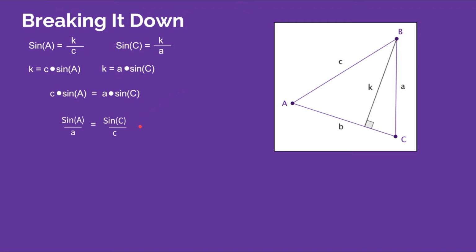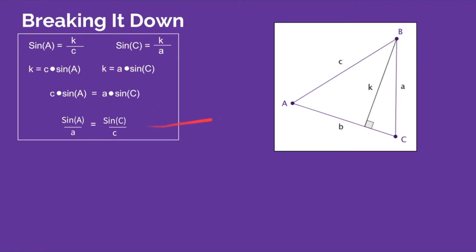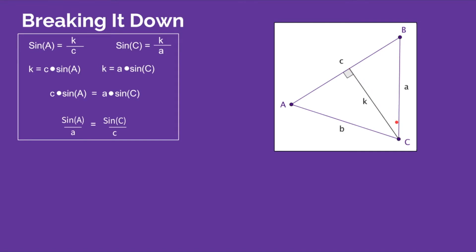Now let's draw a new altitude K from vertex C. We now have two right triangles in ABC. So let's write two equations, one involving sine of A and one involving sine of B. Our equations are sine of A equals K over B and sine of B equals K over A. Notice that each of these equations involves K. Let's solve each equation for K. Our new equations are B times sine of A equals K and A times sine of B equals K.